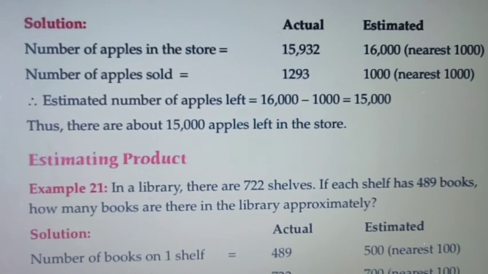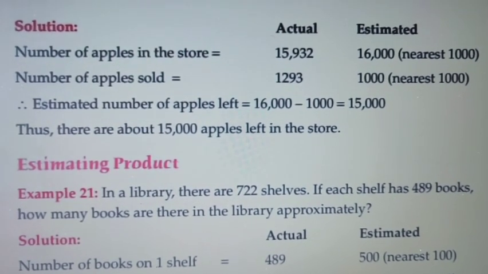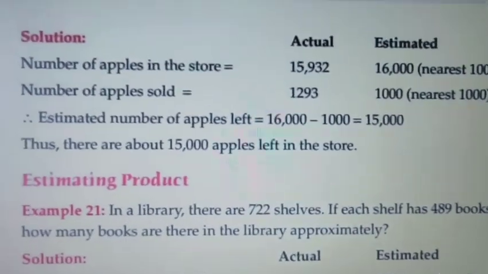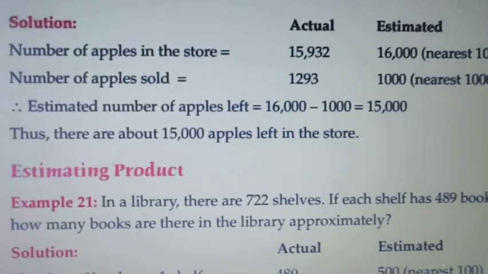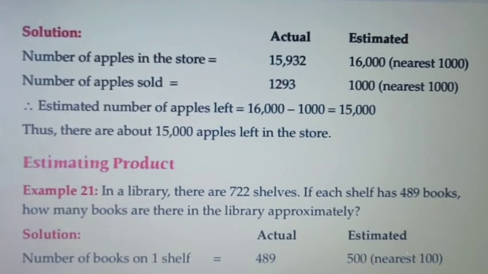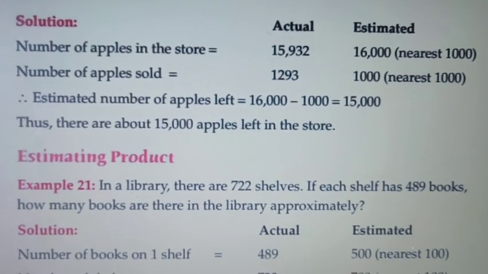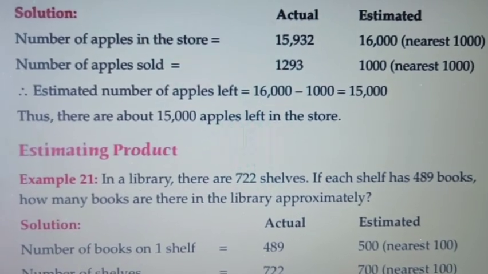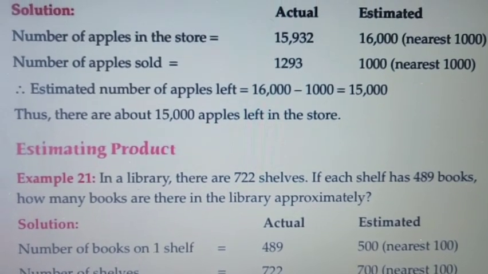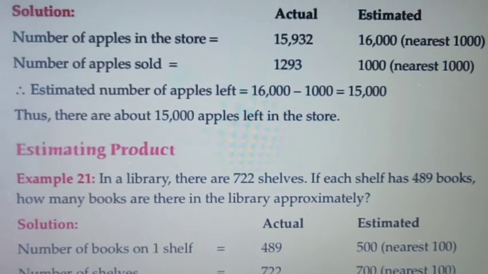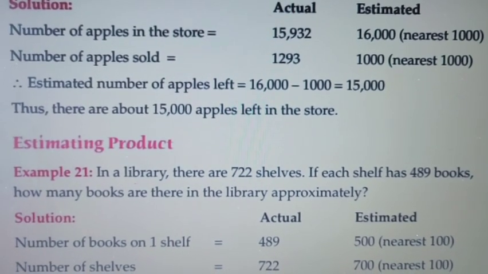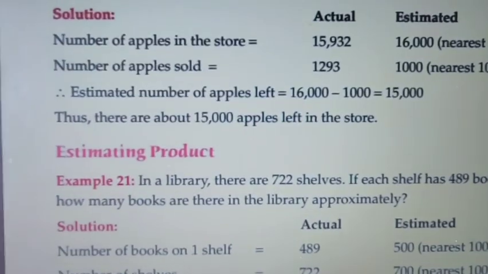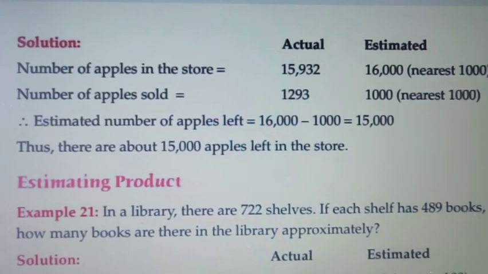The first step, number of apples in the store. How many apples are there in the store? 15,932. That is the actual number. Then how can we make it estimated? Nearest 1,000 we have to make. That means 15,000, after that the number in the hundreds place, that is 932. Is 932 nearest to 1,000 or not? That you have to check. 932 is nearest to 1,000, so 1,000 will be added to 15,000. So the estimated value is 16,000. Okay. This is the same as rounding off.